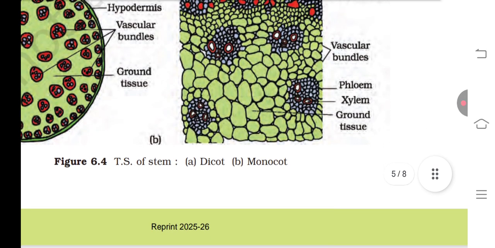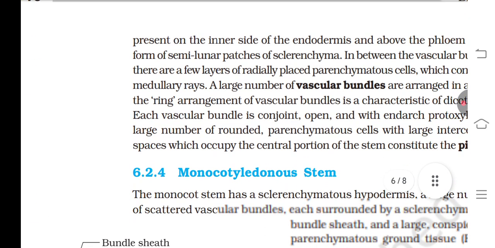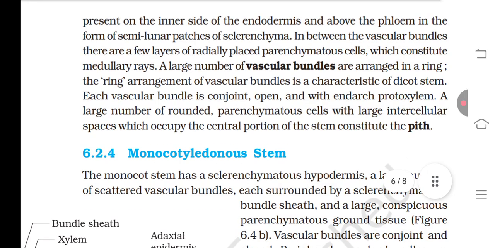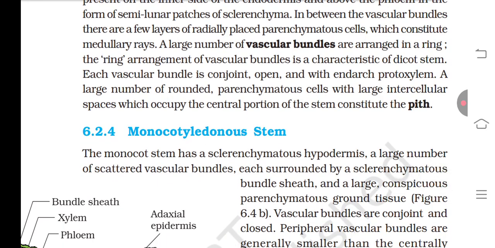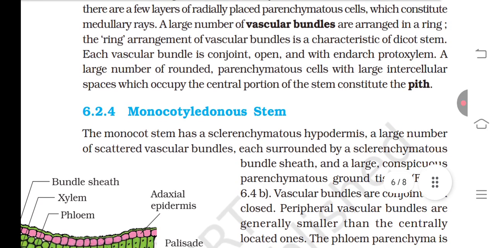Epidermis, hypodermis, vascular bundle, phloem, xylem, ground tissues. Tissues present on the inner side of the endodermis and above the phloem are in the form of semi-lunar patches of sclerenchyma. In between the vascular bundles, there are a few layers of radially placed parenchymatous cells which constitute the medullary rays. A large number of vascular bundles are arranged in a ring.